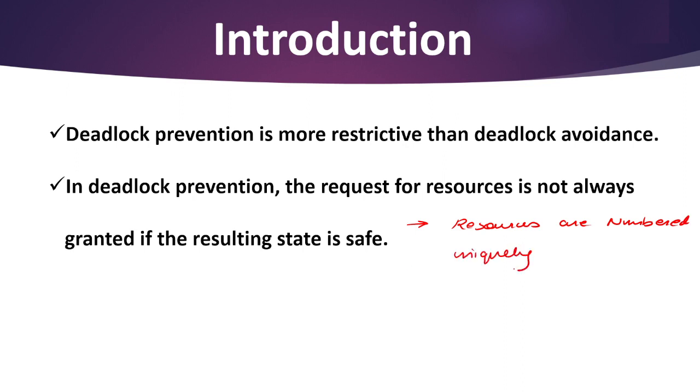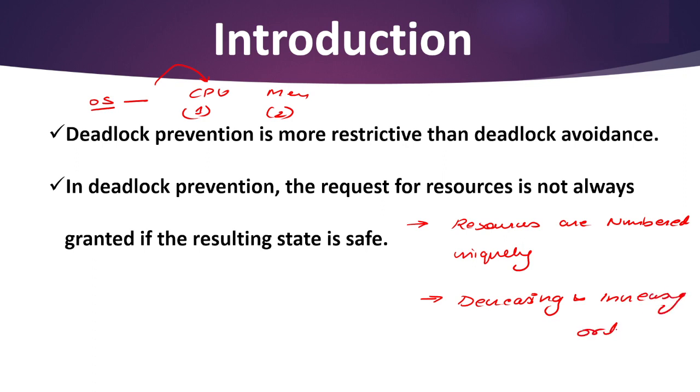Okay, if we allow our operating system to give numbers to every resource, like one resource is CPU numbered as 1, second resource is memory numbered as 2, if we allow our operating system to give unique numbers to every resource, then we can easily prevent the deadlock. And processes are allowed to request resources only in decreasing or increasing order of resource numbers.